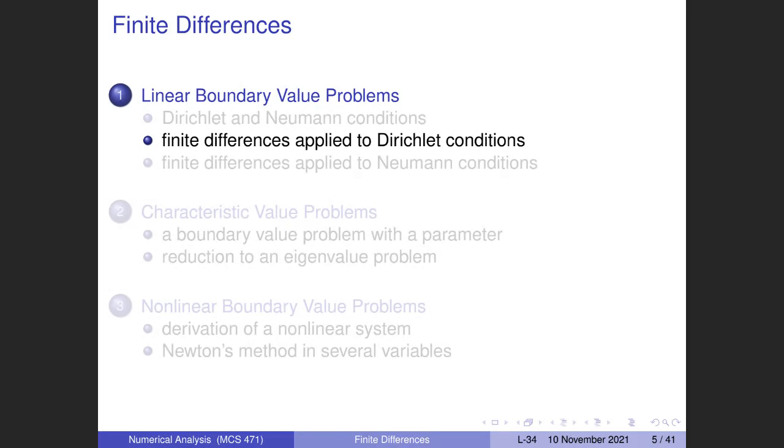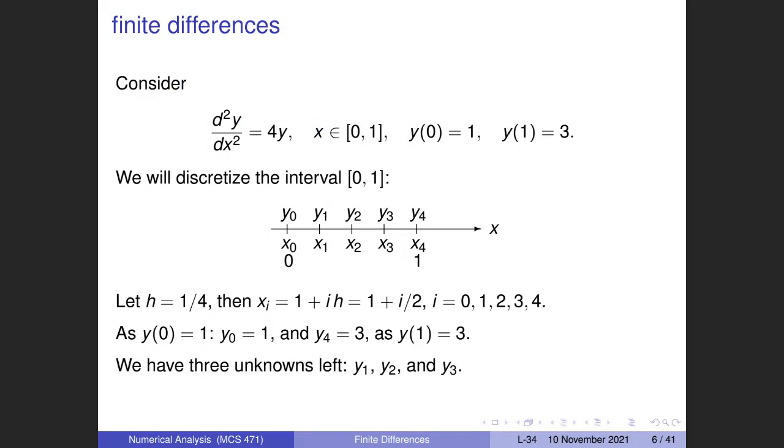What is the method? The method is the method of finite differences. So it's a numerical method. When we apply a numerical method, we approximate a function by points. So the points here are equally spaced out. So for simplicity, we divide the interval 0, 1 in 4 equal pieces.